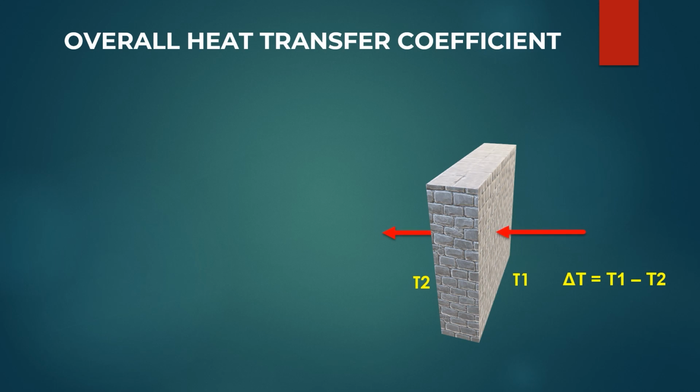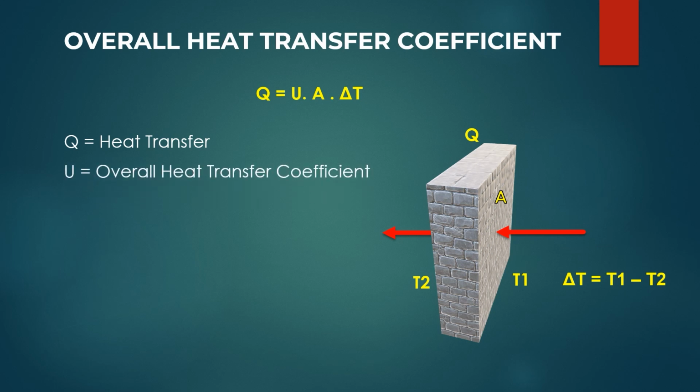And let's consider Q amount of heat is transferred through the wall. If the area of the wall is A, then we can write Q equal to U A delta T, where Q equal to heat transfer, U equal to overall heat transfer coefficient, A equal to surface area, and delta T equal to temperature difference. So Q equal to UA delta T.